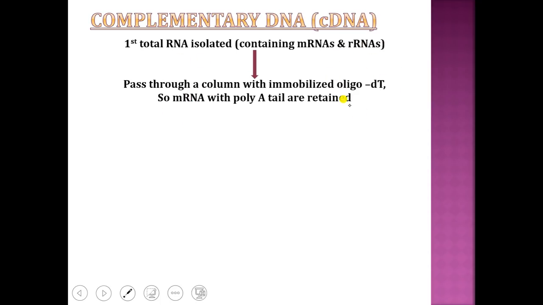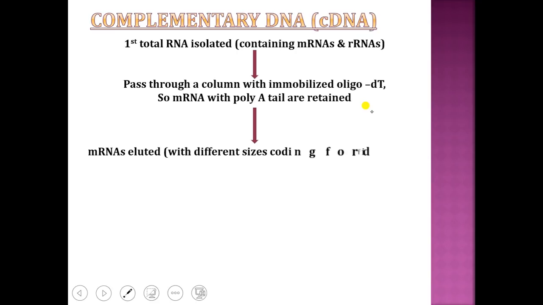with this oligo-dT, because during post-transcriptional modification, messenger RNA gets a poly A tail, and this poly A binds with the oligo-dT. So it will be retained in that column. After that, we will elute out the messenger RNA from that column with the help of chemicals.